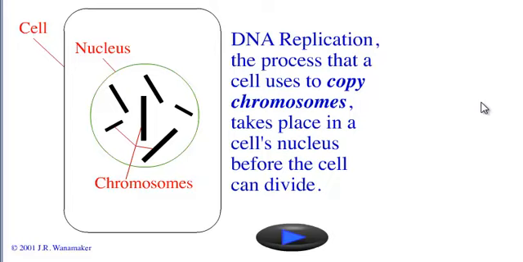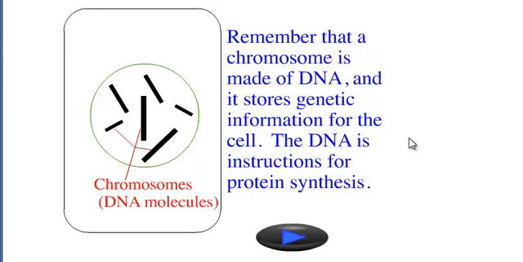DNA replication is a process that a cell uses to copy chromosomes. So this will take place within the nucleus of a cell, and it happens before the cell divides. Remember that a chromosome is made up of one big DNA molecule, and that genetic information is really the instructions for building a protein, and those proteins are what determine our traits.